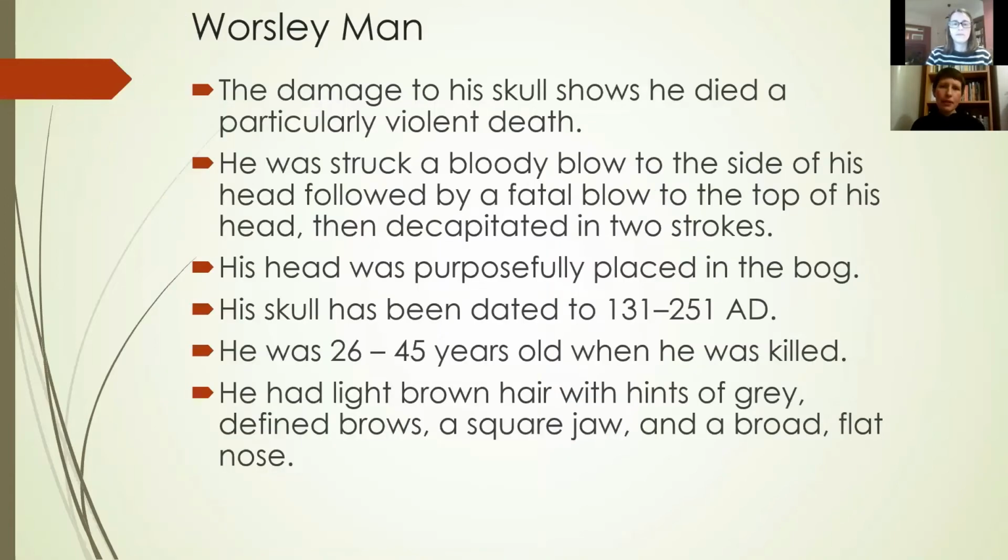The damage to his skull shows he died a particularly violent death. He was struck a bloody blow to the side of his head, followed by a fatal blow to the top of his head, then decapitated in 2 strokes. His head was purposely placed in the bog. His skull has been dated to 131 to 251 AD. He was 26 to 45 years old when he was killed. He had light brown hair with hints of grey, defined brows, a square jaw, and a broad, flat nose.